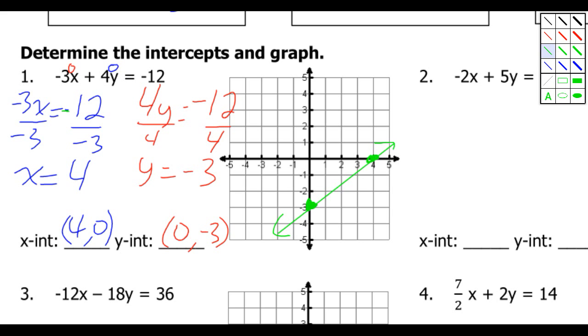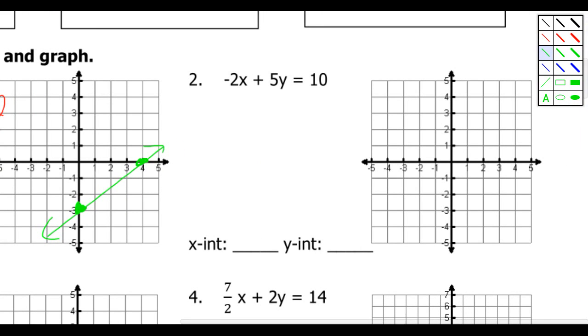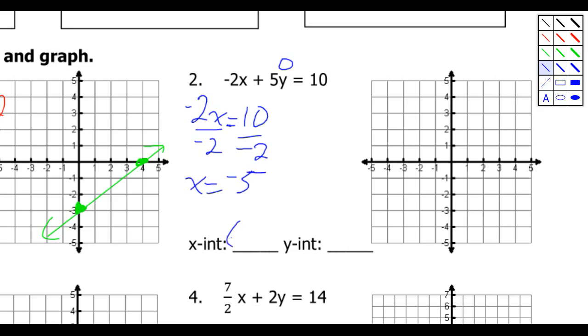Okay, so let's look at number 2. For the first, I'm going to plug in a 0 for y. So I get negative 2x equals 10. Dividing by negative 2, I get x equals negative 5. So my x-intercept is negative 5, 0. I suppose I could go ahead and plot that: negative 5, 0, that point right there.